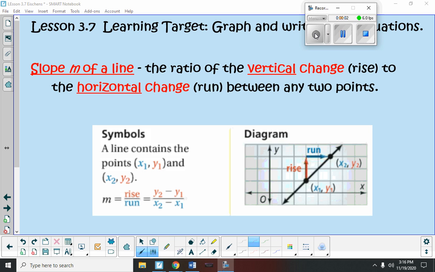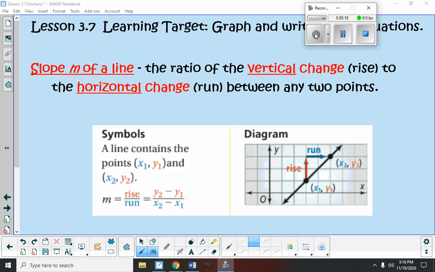Hi, in this lesson of geometry, we are going to be talking about how to graph and write linear equations. And the focus on the first part is going to be on graphing. Now, the first thing we need to understand is what the slope is. The slope, and the letter that we use for slope is m.